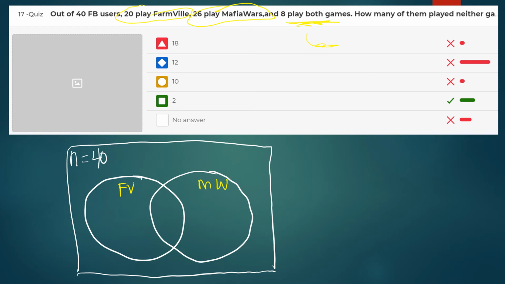So, sabi diyan, 8 play both games. So, let's start with that one. 8 played both games. So, dahil both, ibig sabihin, naglalaro ng Farmville, naglalaro ng Mafia Wars, so pwede natin ilagay yung 8 dito, sa gitna. Okay? Kasi parehong game nilalaro nila.